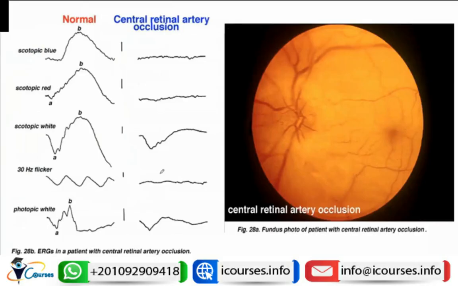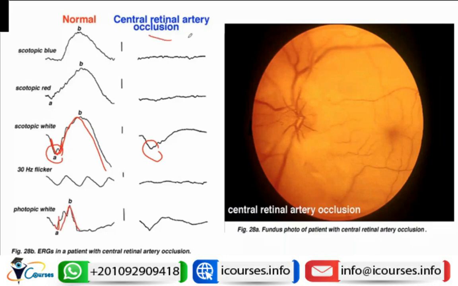The central retinal artery occlusion will also affect the response, you can see that there is affection here, so there is absence of the normal pattern. But what I wanted to illustrate here is that normally the A wave is smaller than the B wave. Look, this is the B wave, and this is only the A wave. This is the A wave, and this is the B wave. So this is the normal.